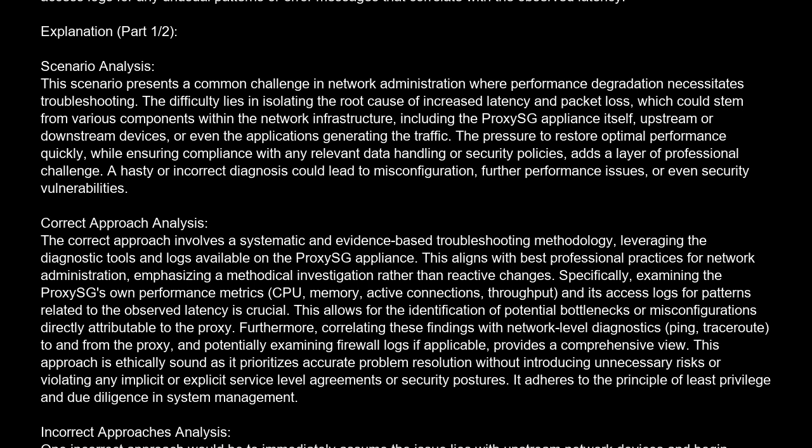Furthermore, correlating these findings with network-level diagnostics, ping, traceroute, to and from the proxy, and potentially examining firewall logs if applicable, provides a comprehensive view. This approach is ethically sound as it prioritizes accurate problem resolution without introducing unnecessary risks or violating any implicit or explicit service-level agreements or security postures. It adheres to the principle of least privilege and due diligence in system management.